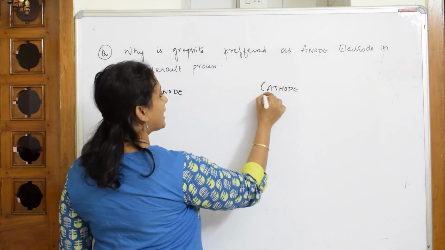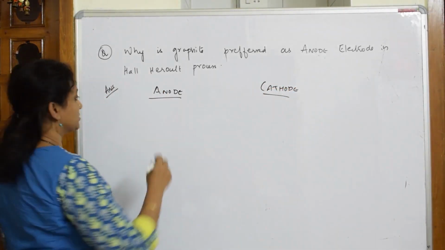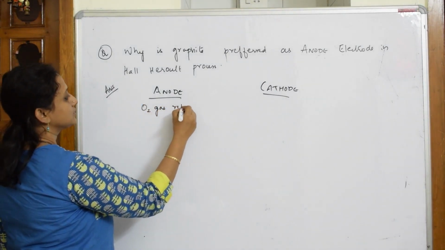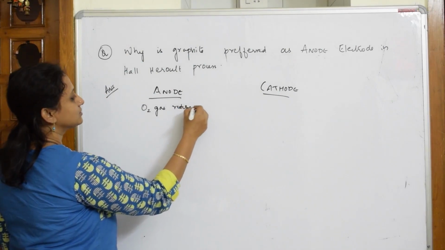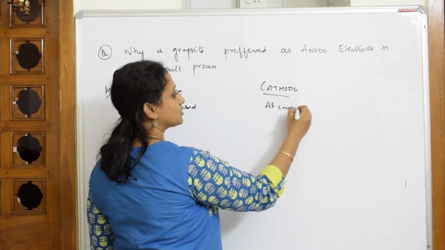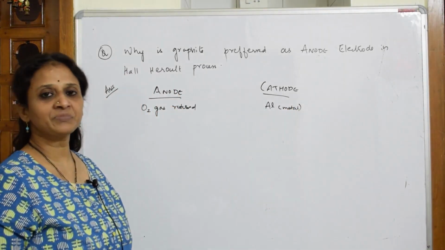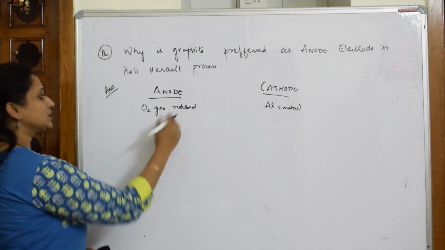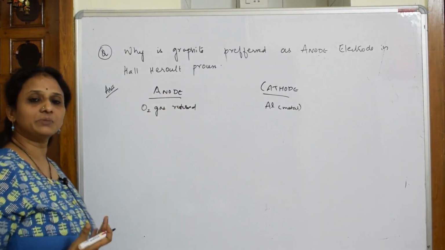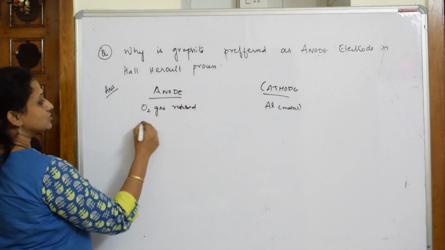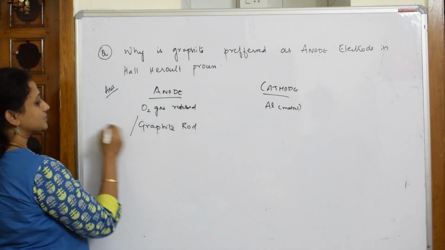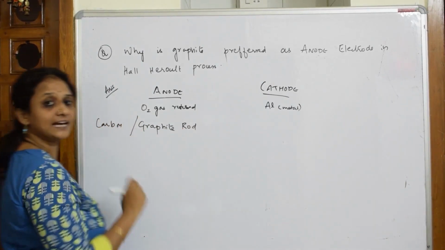At the anode, what was released? Oxygen gas was released, fine. And at the cathode, what was released? Aluminium metal was released. We have seen the cell reactions in the Hall-Héroult process. Now, I said the anode is made up of a graphite rod, or carbon rods, okay? Carbon rods. Now what is your cathode made up of?